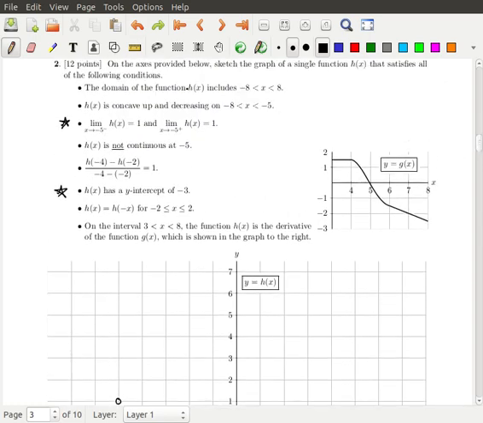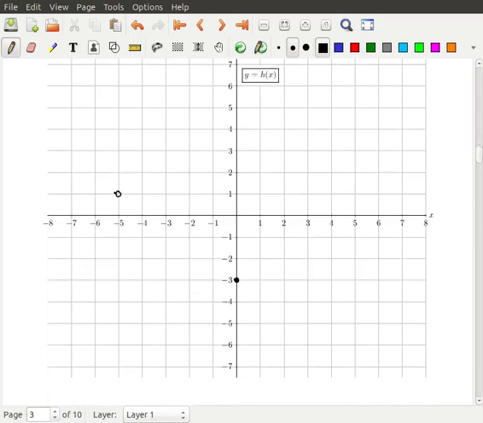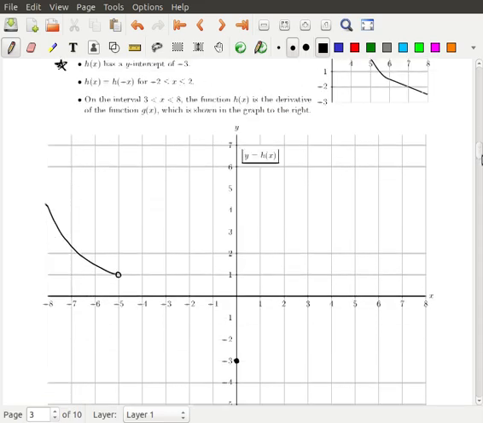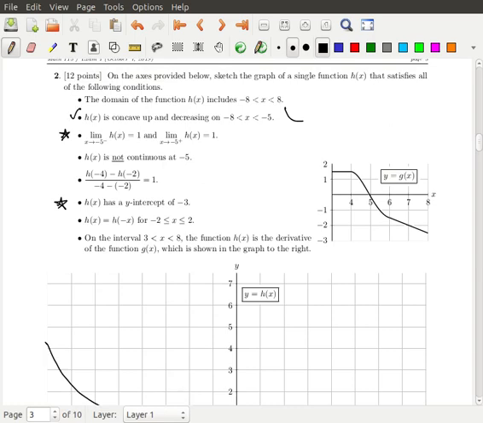First condition is typical. Domain is -8 to 8. That's just to make sure that you draw the entire function. So let's not worry too much about that. h of x is concave up and decreasing on -8 to -5. Concave up and decreasing. So this is concave up, has a sort of U shape. And to be decreasing would be to be the part that's curving down. So we're expecting this kind of shape. Let's just do that. So there it's concave up and decreasing. So we've got that checked off.